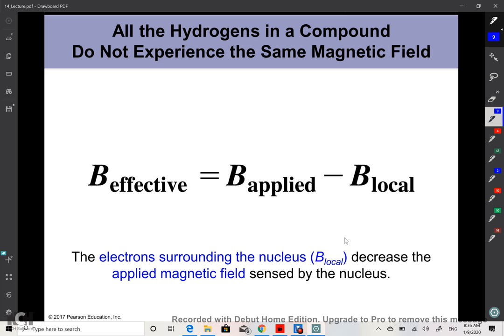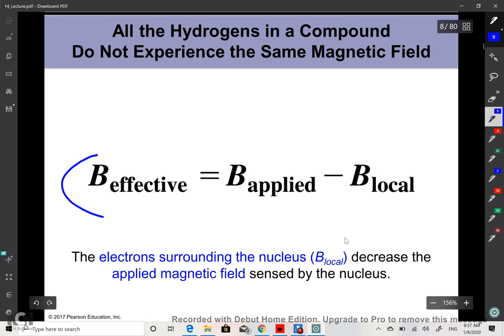Now, all hydrogens in a compound do not experience the same magnetic field. Okay? All hydrogens in a compound do not experience the same magnetic field. And because those hydrogens do not experience the same magnetic field, that's how you are able to distinguish them. That's how you are able to say that this hydrogen will be placed here according to its own magnetic field, and this hydrogen will be placed on this portion of the molecule based on its own type of magnetic field. Does that make sense?